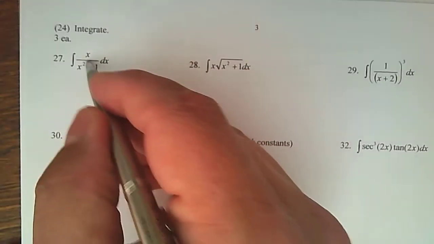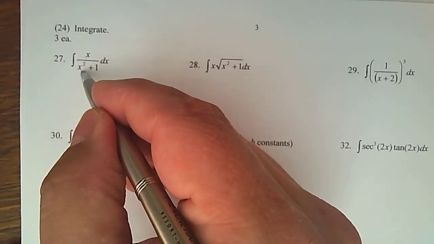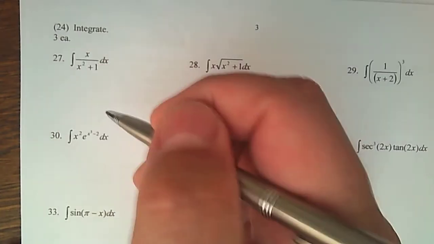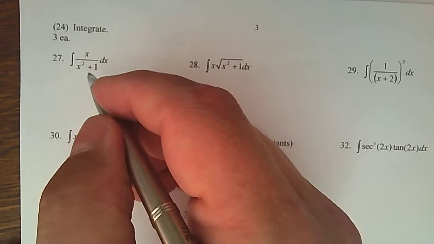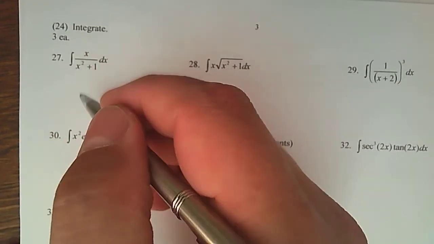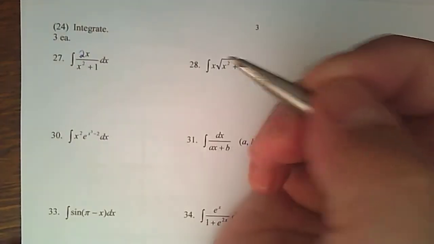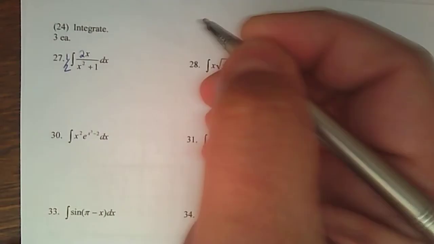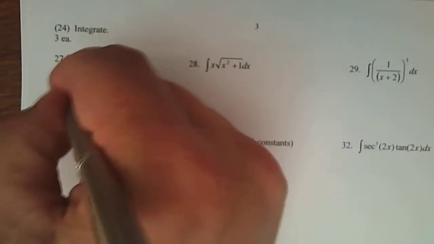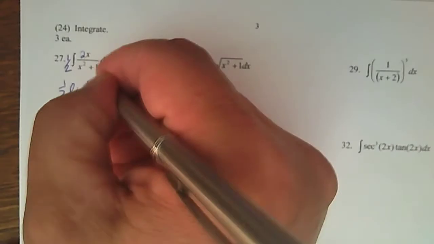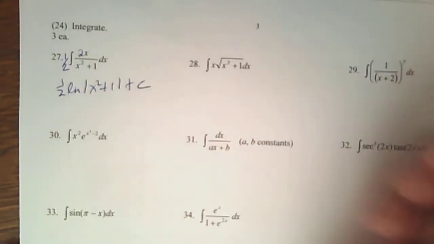Take the derivative of the denominator. Is it like terms with the numerator? So the derivative of the bottom is 2x. The top is x. They're like terms. So I can use a logarithm to integrate. So I need it to be 2x, which means I need a fraction 1/2 in front. And then I start with 1/2 ln, and then it's x squared plus 1 plus c. Done. Let's look at another one.